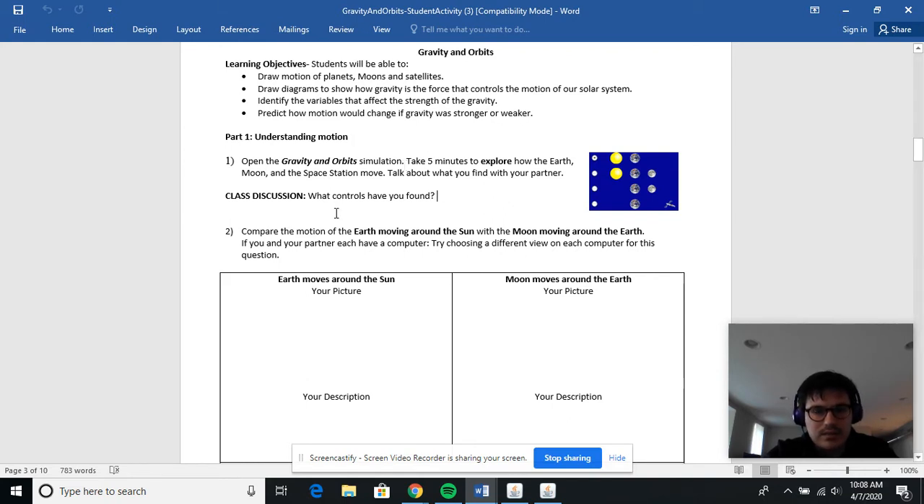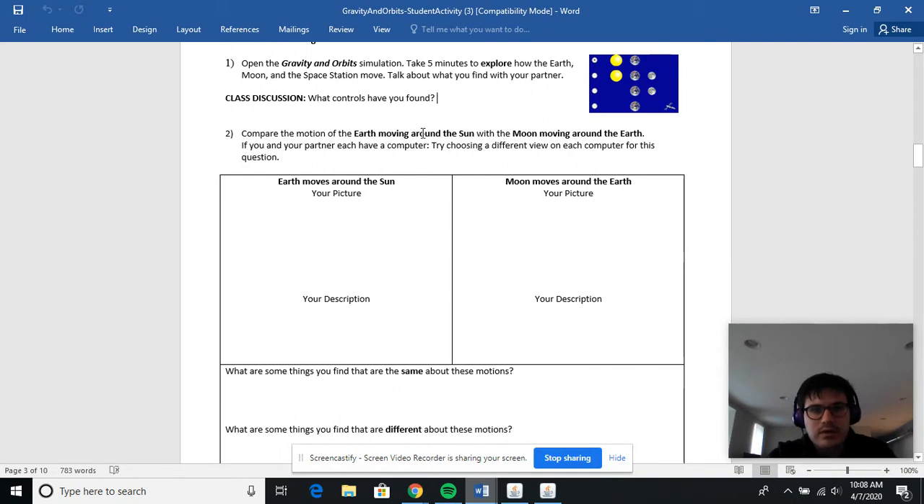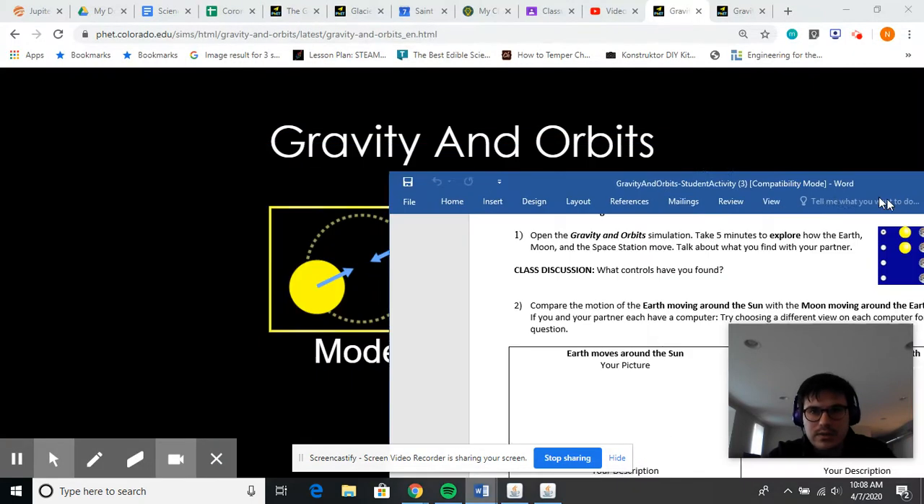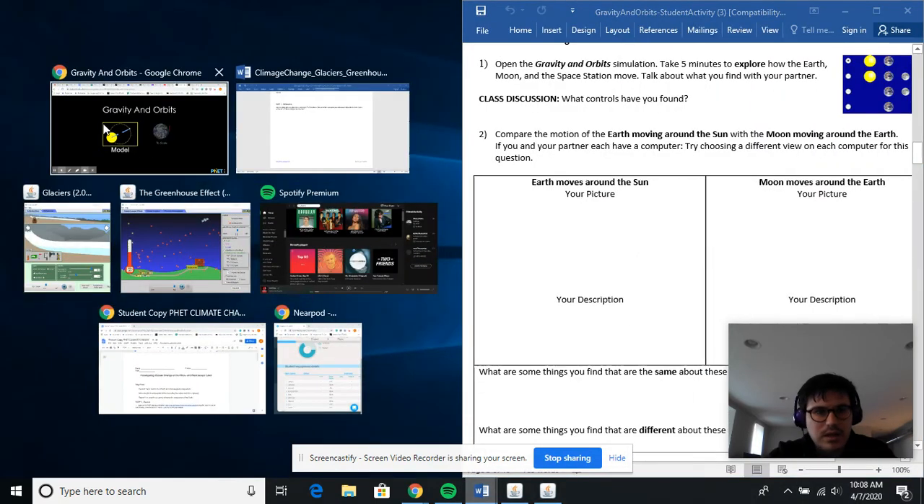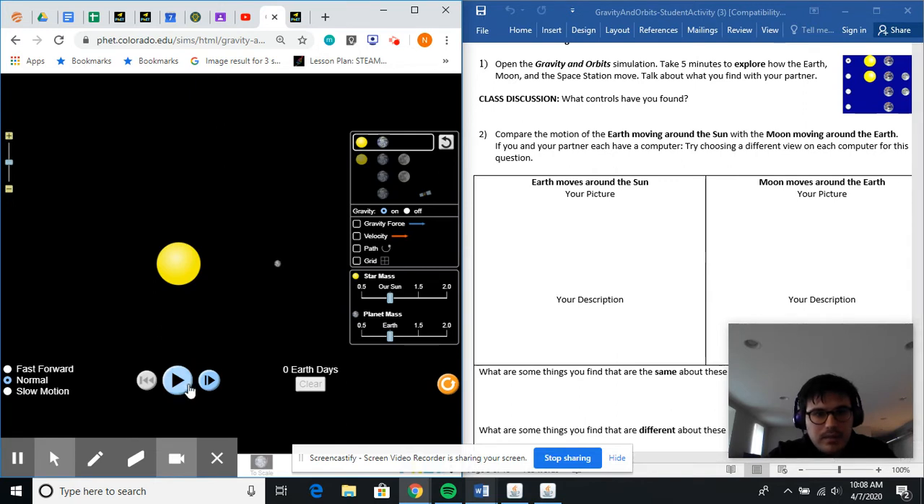If we were doing this in class, we would go through all of the controls, but I'm just going to show you how to do it. The first thing we're going to do is compare the motion of the Earth moving around the Sun with the Moon moving around the Earth. If you and your partner each have a computer, try choosing a different view on each computer for this question. We don't, so I'm going to do a split screen here, just like that. Here's our model. Earth moves around the Sun, and we just check it out.